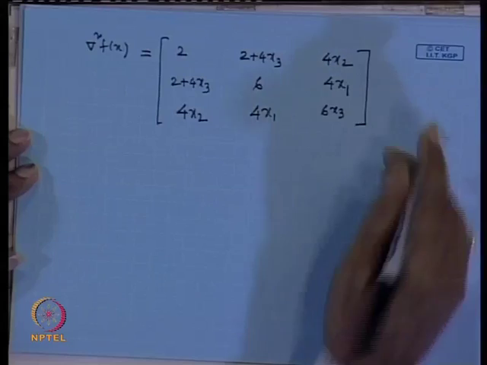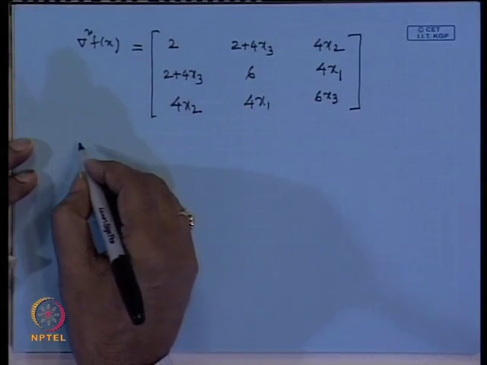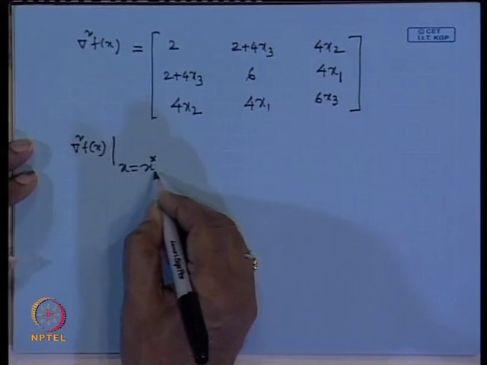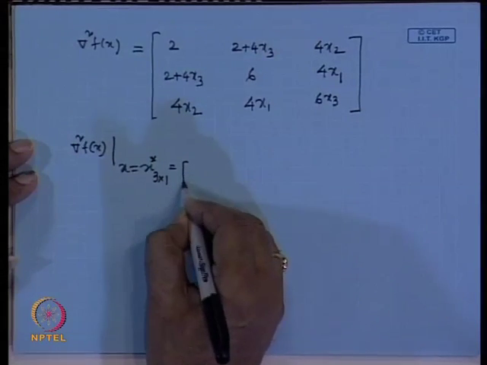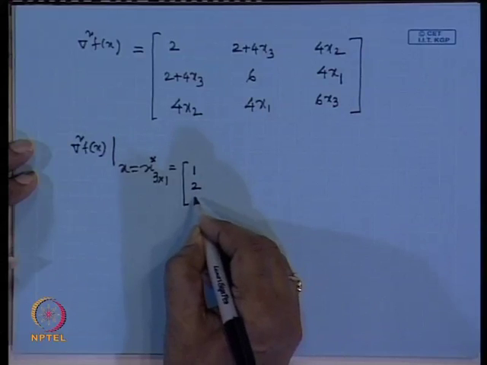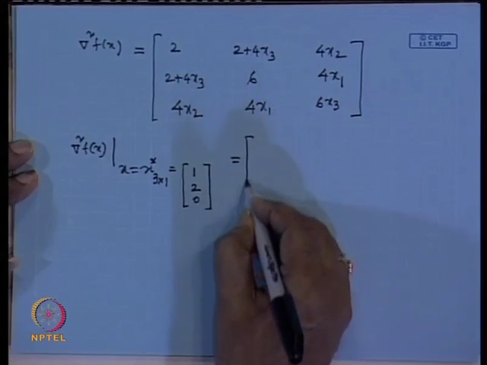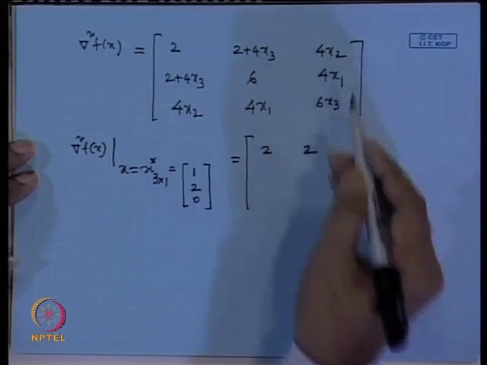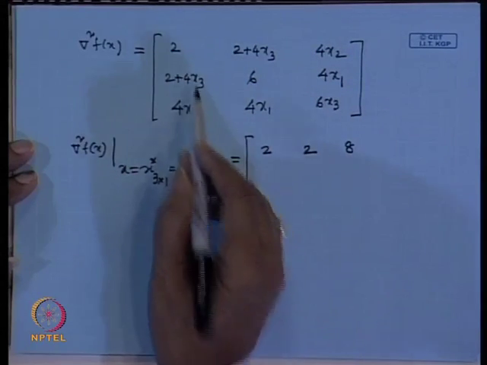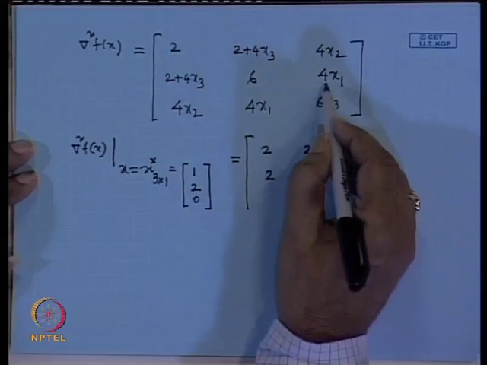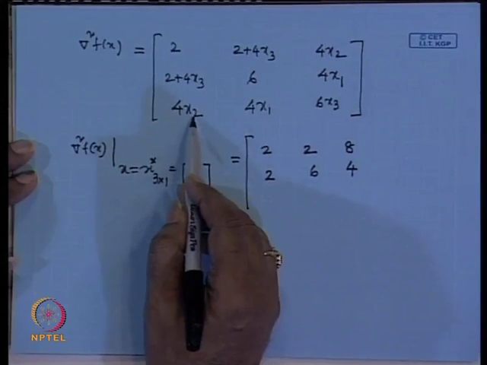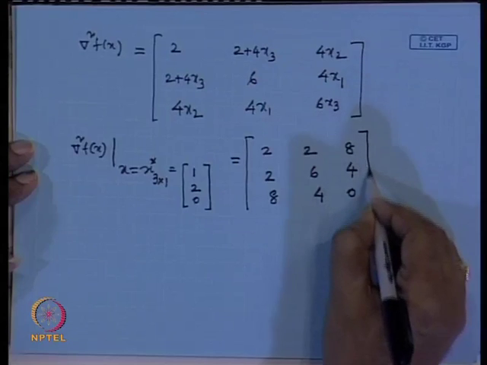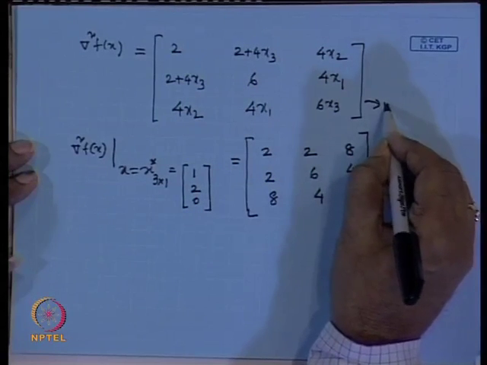So, now you have to find out the Hessian matrix at a point. That means that matrix will be at point x equal to x star, a 3 cross 1 vector, and the given value is x 1 is 1, x 2 is 2, x 3 is 0. If you put in this expression, 2 as it is, x 3 is 0, so this will be 2, then x 2 is 2, that will be 8, agree? Then x 3 is 0, 2, 6 as it is, then x 1 is 1, 4, x 2 is 2, 8, x 1 is 1, 4, then x 3 is 0. So, this matrix is the Hessian matrix.